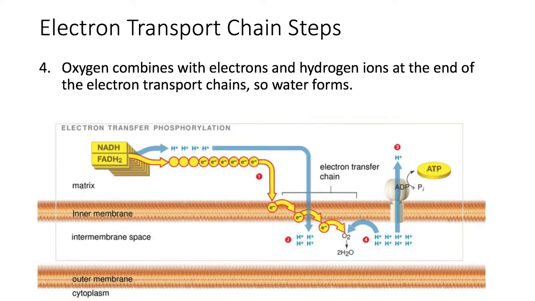In step 4, what we see happen is that oxygen is going to combine with these electrons that lost their energy. It's going to accept those electrons, and it's also going to combine with some hydrogen ions, and that is going to form water. So oxygen is our final electron acceptor at the end of the electron transport chain, and it's going to form that product that's part of cellular respiration. If you remember, the cellular respiration equation finishes with water. This is where that water is formed.